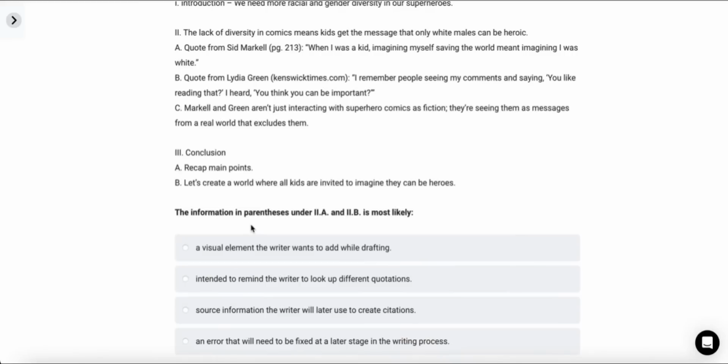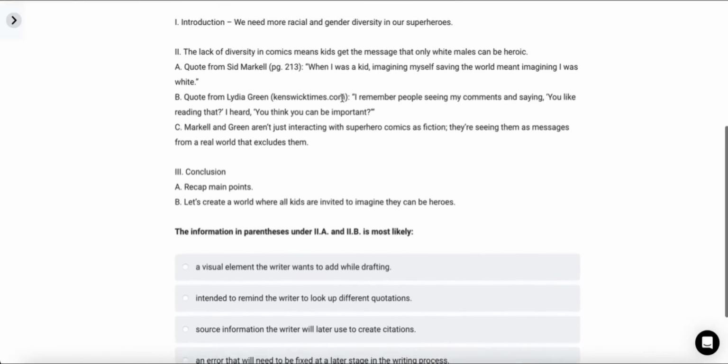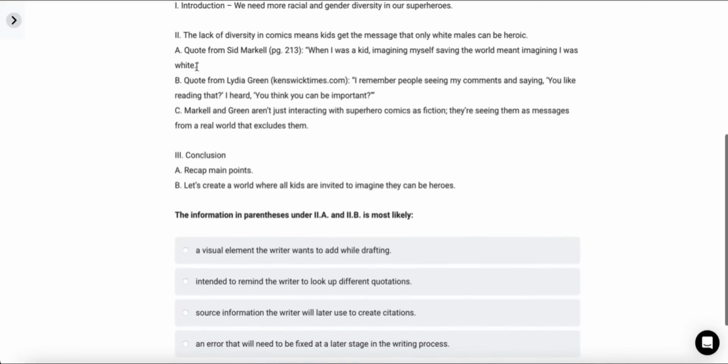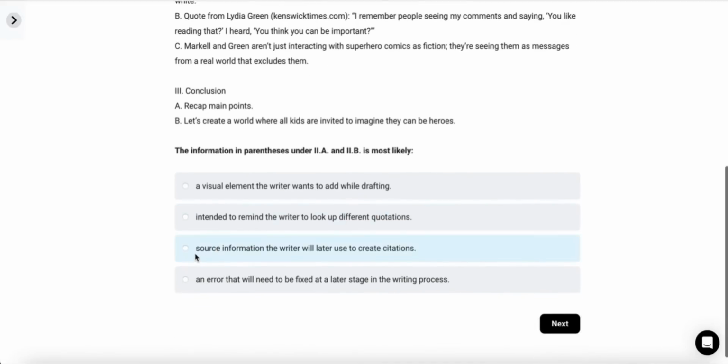The information in parentheses under 2A and 2B is most likely... Let's look at what they're talking about. So there's a quote from Sid Markle with the parentheses PG 213. PG stands for page. And here, a quote from Lydia Green has KenswickTimes.com. .com, of course, is a website. So these look like sources for where these quotes came from. So the correct answer would be the third one here. Source information the writer will later use to create citations.